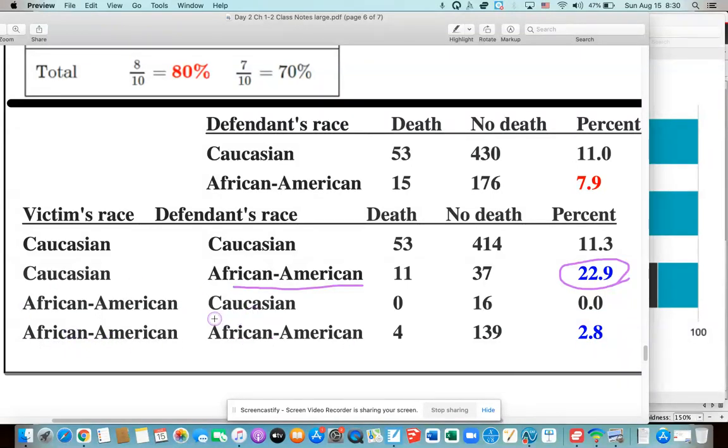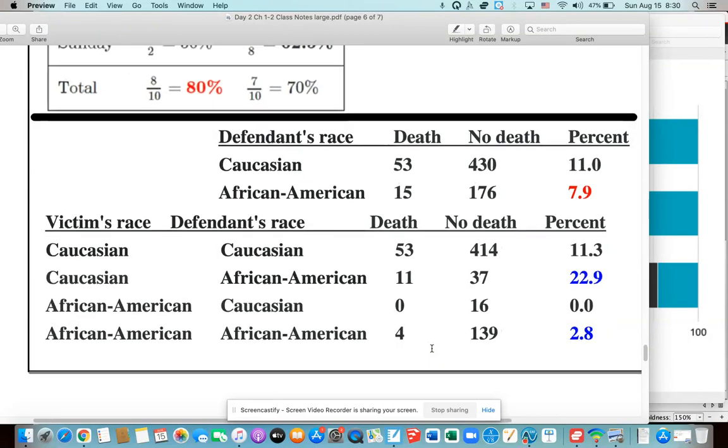When you look at the Caucasians, if the victim was an African American, then nobody was sentenced to death. And this is a very specific situation in the past, right? This isn't current data. This is really old by now. But you can see where Simpson's paradox comes in, and how data can be used to support your cause sometimes. And so it's important for us to really dig in and find what the real truth is.